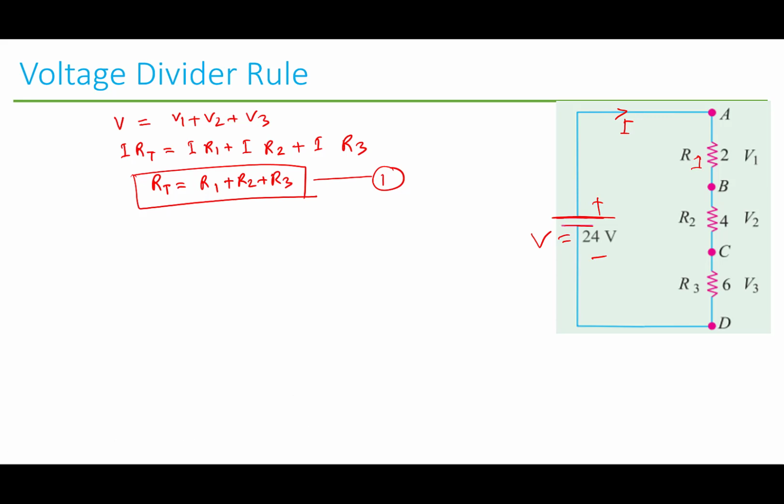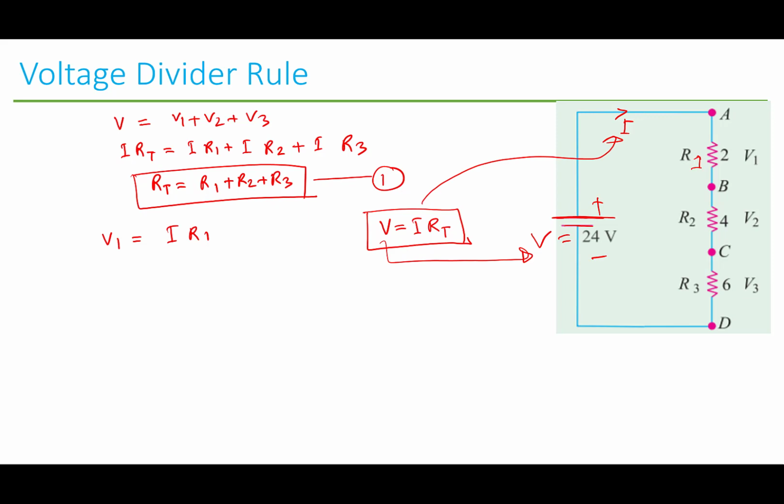Now let's try to find out what is the voltage V1. Now V1 equals I R1. Now we already know what I is. V equals I times RT for this entire circuit, right? This voltage is this voltage, and this I is basically this current.